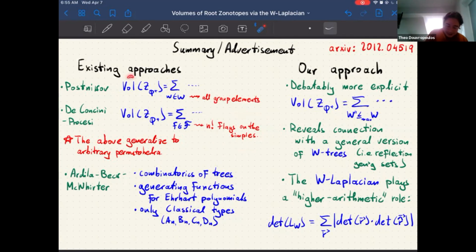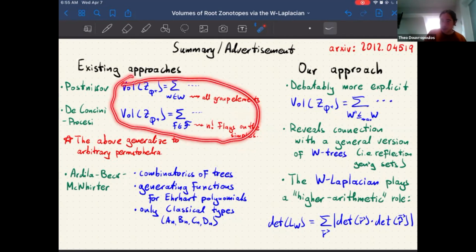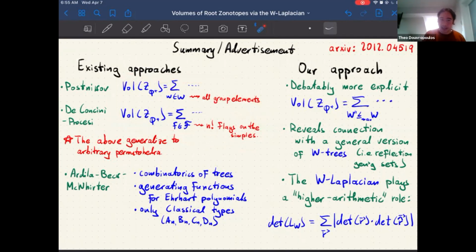Apart from the fact that these are expressed a little bit more uniformly, they're more satisfying in the eyes. They're also very good because they generalize to arbitrary permutahedra. Our formula does not generalize to arbitrary permutahedra because they're not zonotopes. Most of the time they're not zonotopes.